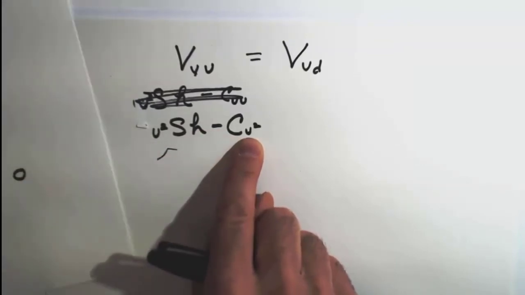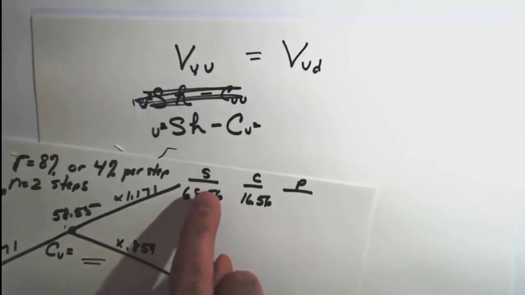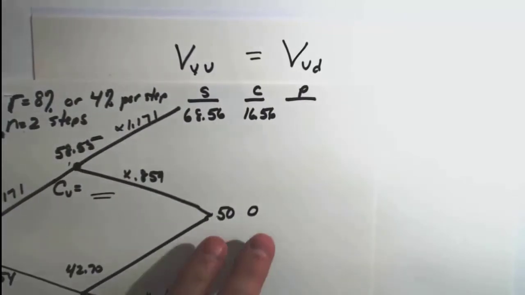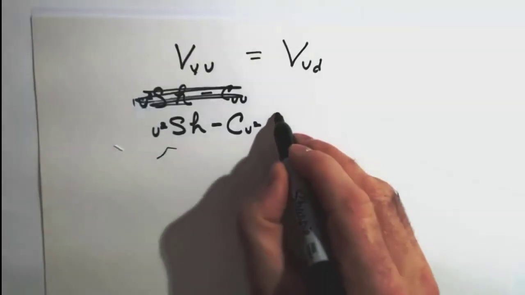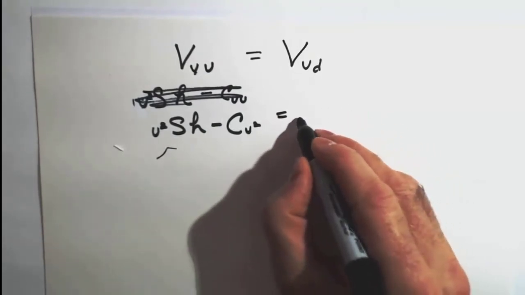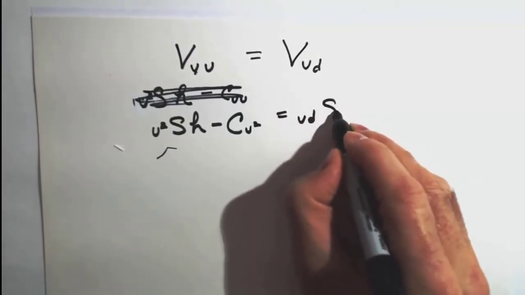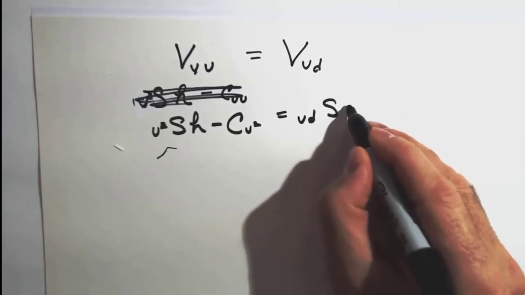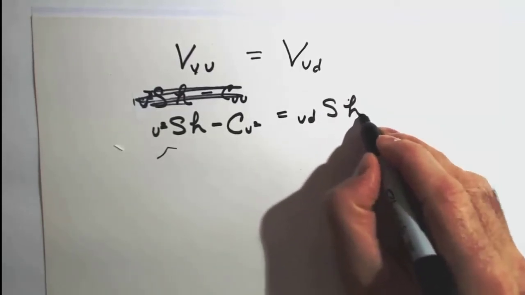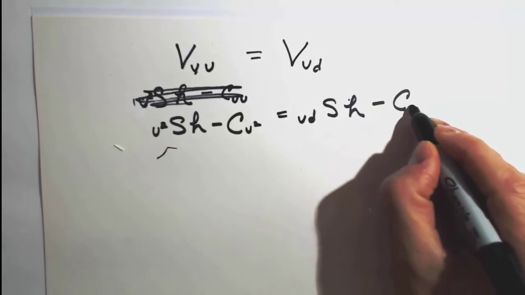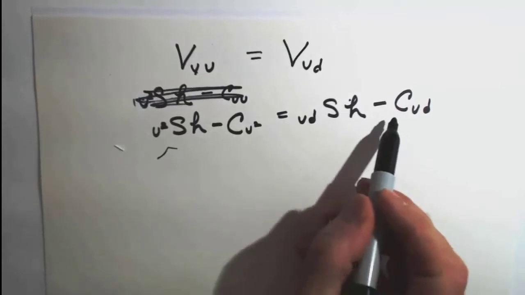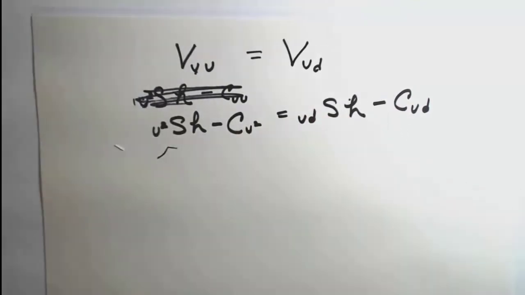So we're right here in this situation. We want to set the value of the portfolio here equal to the portfolio down here. So we want that to equal UD S, the stock price going up and then down, multiplied by h, the hedge ratio, minus CUD, which is the value of the call when the stock goes up and goes down. We want to set these two portfolios equal.